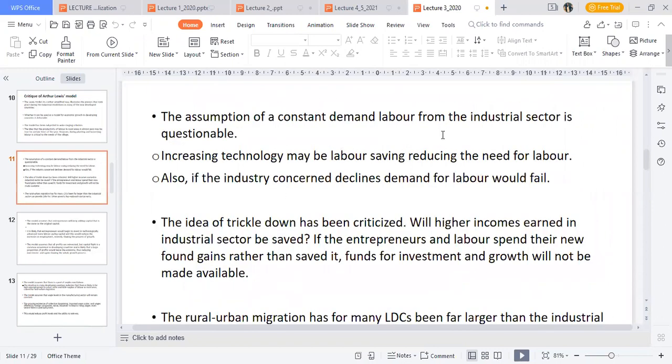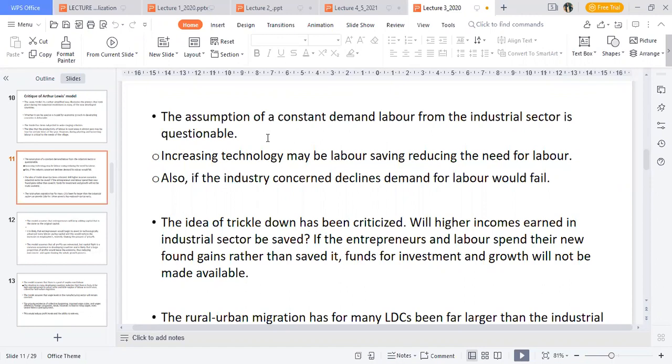The assumption of a constant demand for labor from the industrial sector is questionable. So you can't always get the labor that you want. Sometimes people will not make themselves available. So this was part of the assumption that there is a constant supply of labor. Increasing technology may be labor saving, reducing the need for labor. So it's not always that we are going to employ people from the agricultural sector. To get to a point where what human beings can do, machines will do. So we are not going to employ people from the village. You understand? You're going to use technology.